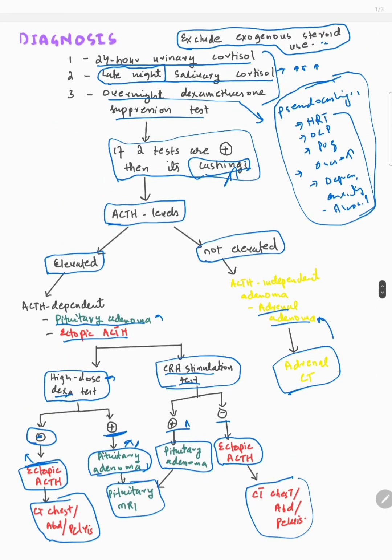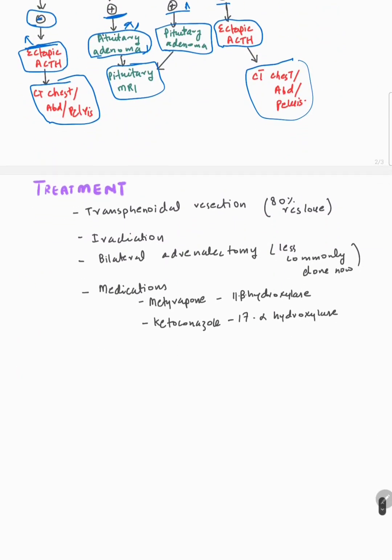So in summary, you just do these three tests, and if two are positive, then you can go for ACTH. If ACTH is elevated, then you should do the high dose dexamethasone suppression test or CRH stimulation test to know if it's ectopic ACTH or pituitary adenoma. If it is not elevated, most likely it's adrenal adenoma.